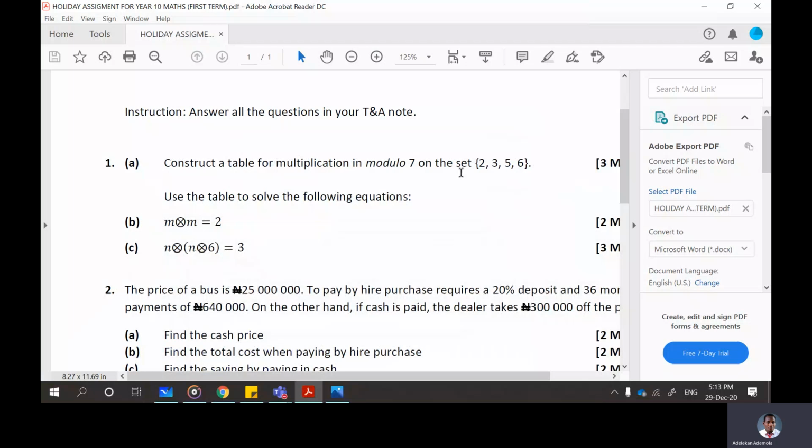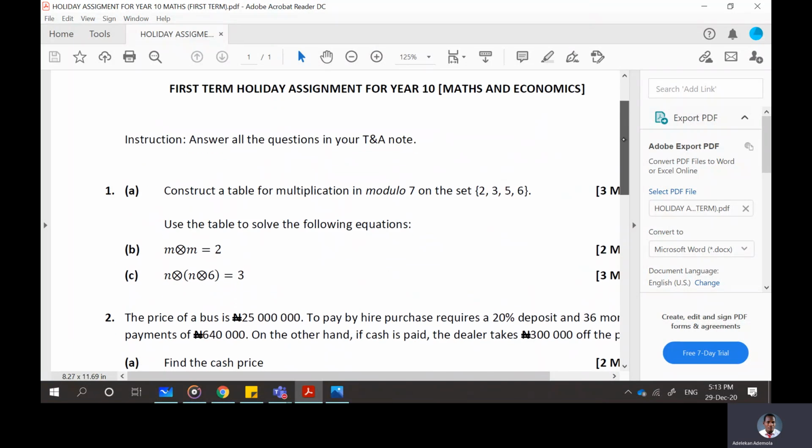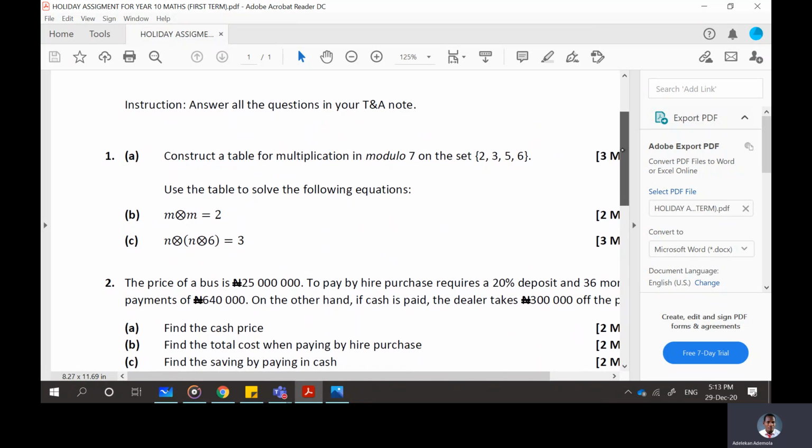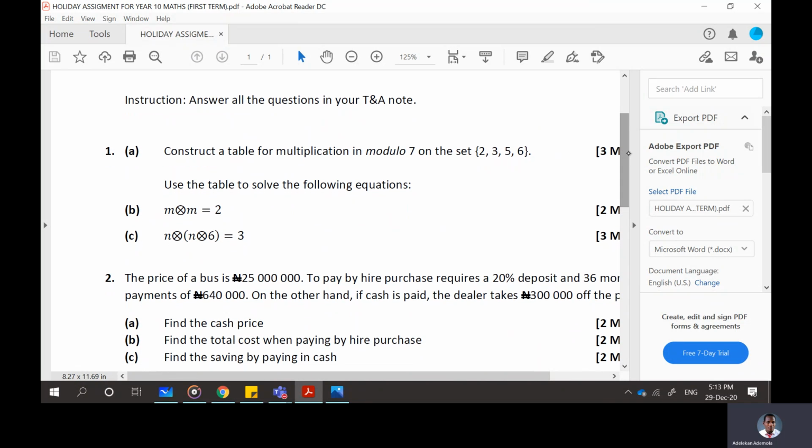Okay, so this is the question that I gave you in your holiday assignment. Question number 1 says: construct a table for multiplication in modulo 7 on the set 2, 3, 5, 6, and then use the table to solve the following equations. If you were not given this set, then you would have used the digits 0 to 6. But see, we are given a set. You use the set given to you: 2, 3, 5, 6.